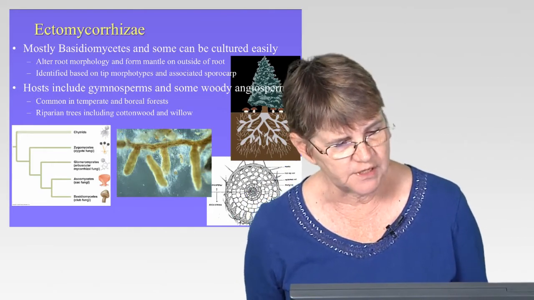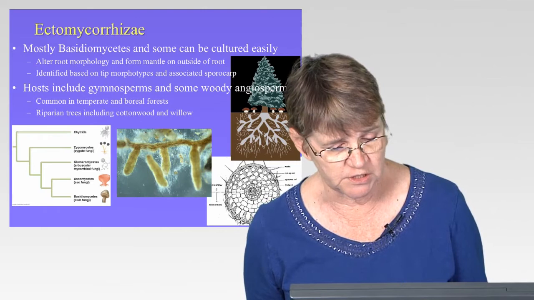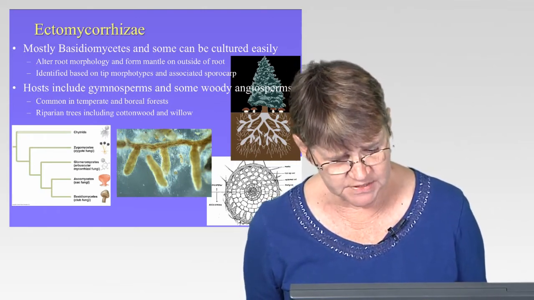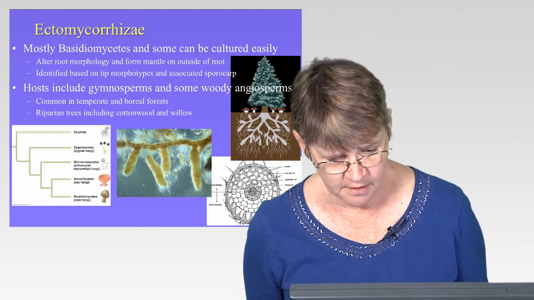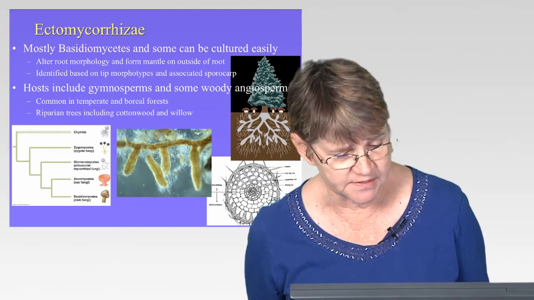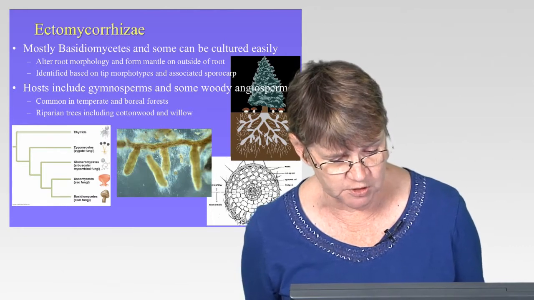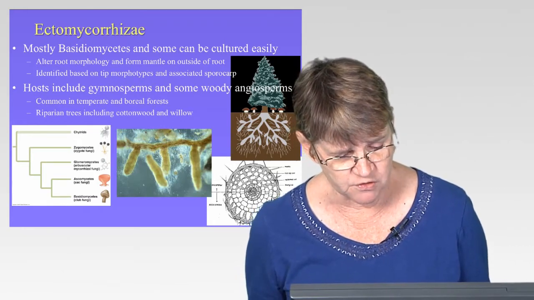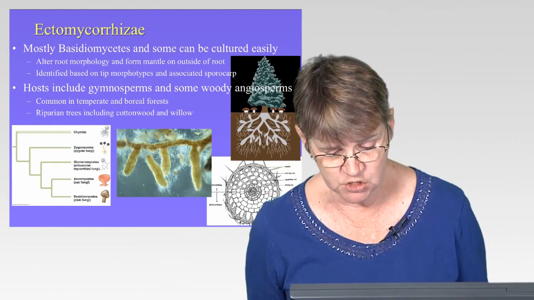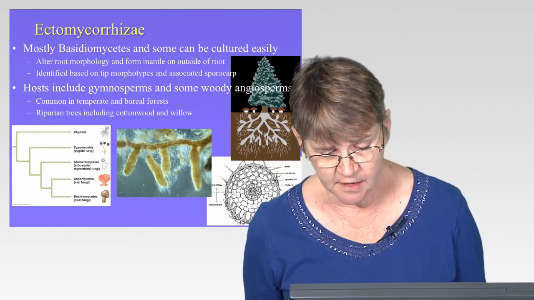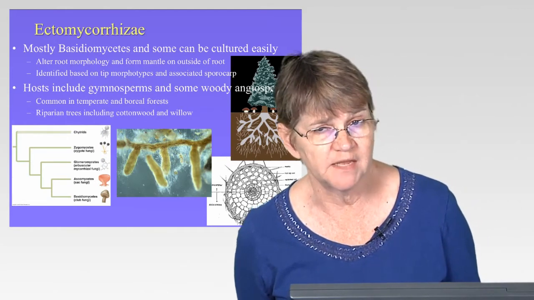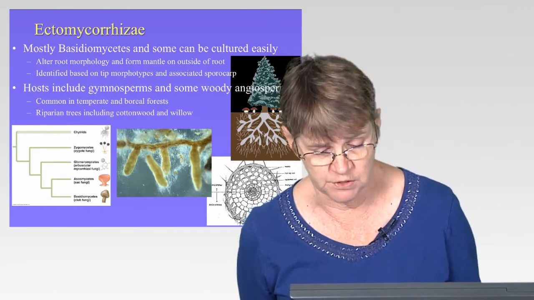They alter the root morphology. So we can see in the center image, this is some mycorrhizae that are associated with cottonwood in riparian areas. One of my students took this image. And you can see that the roots are kind of inflated and fatter where we have the association. And this is because the fungus forms what's called a mantle around the root.